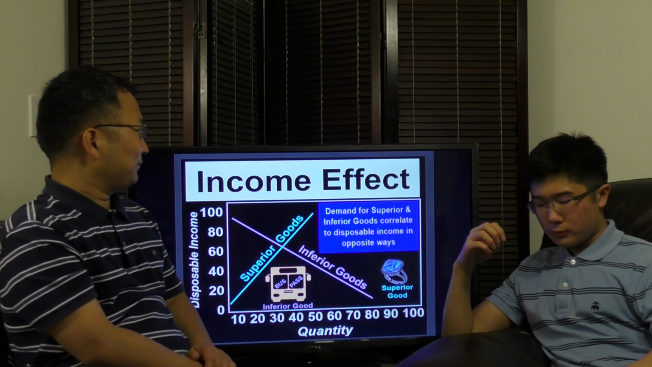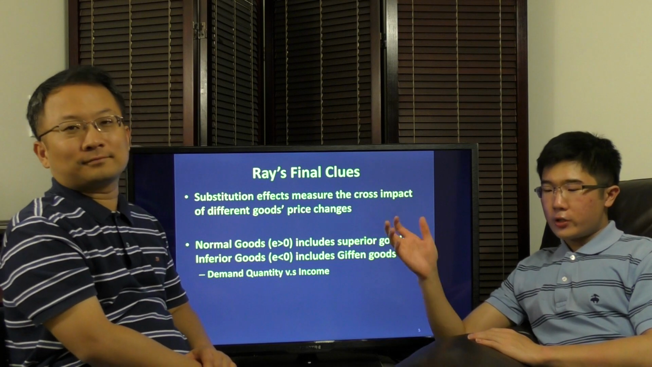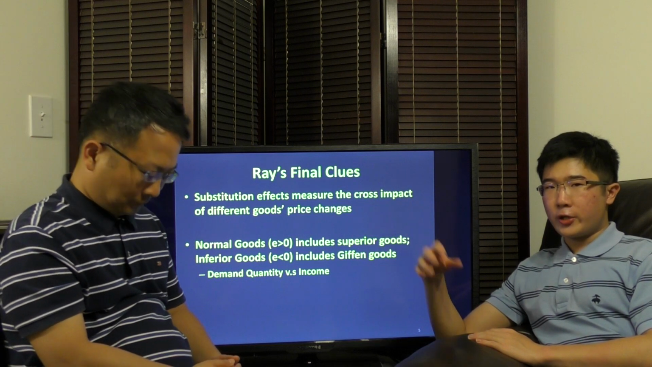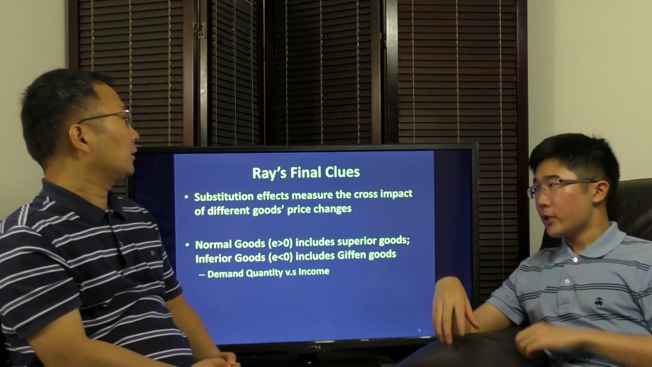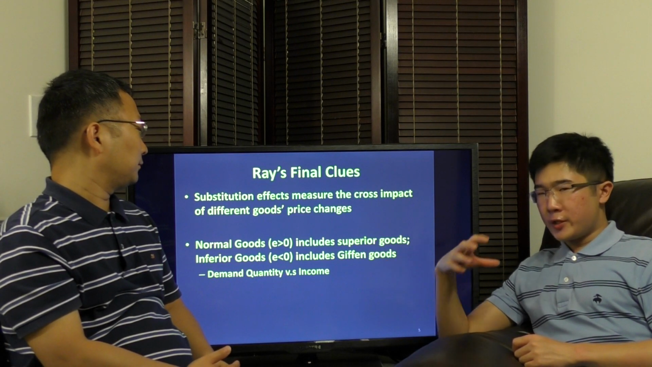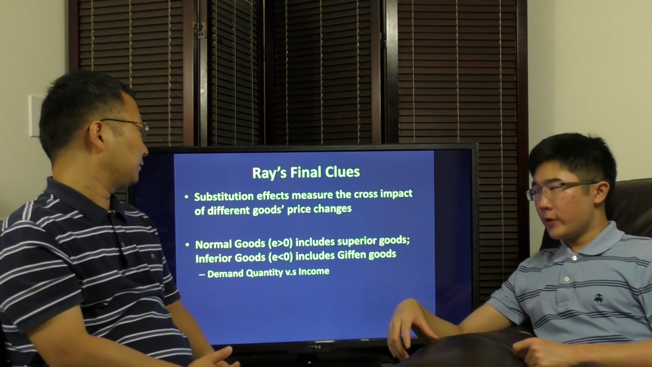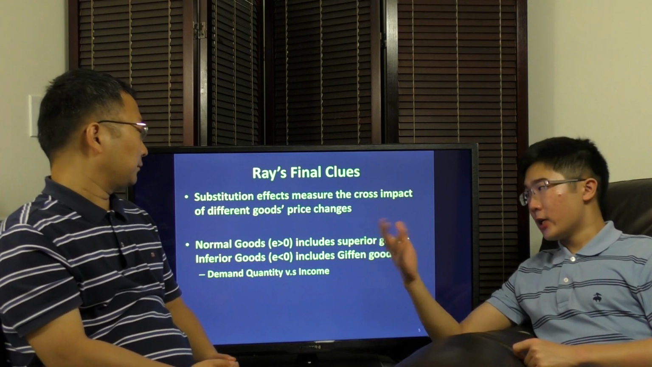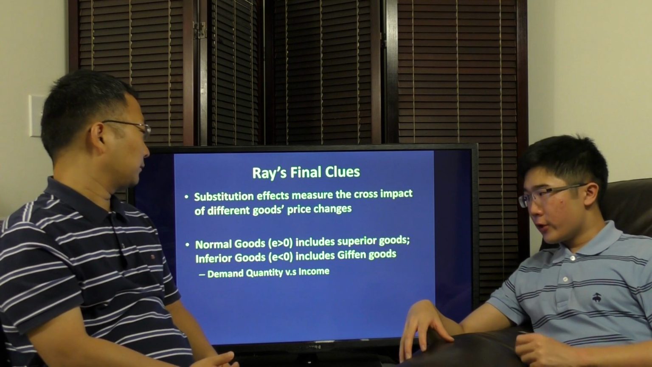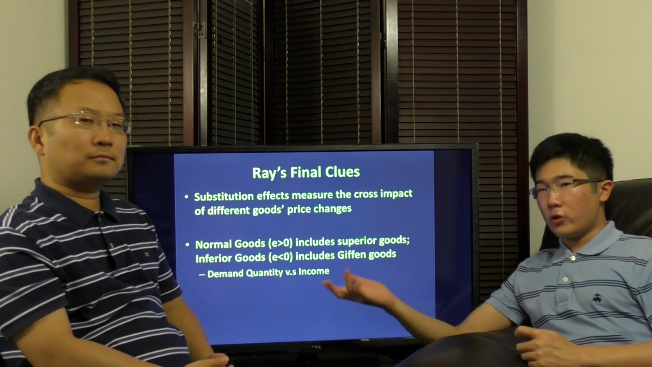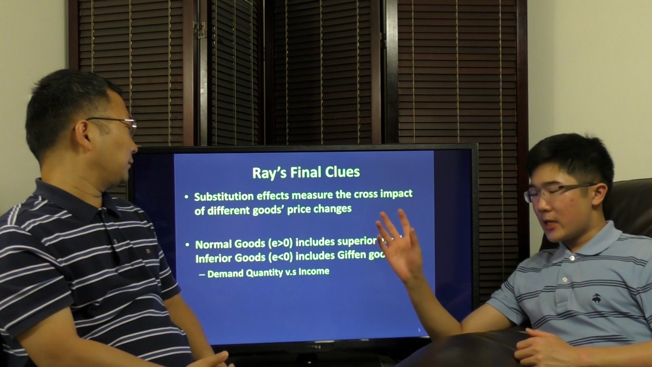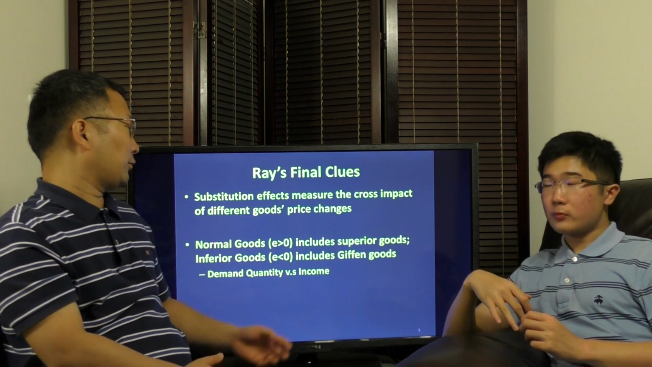Okay. And so finally, for our final clues, the substitution effect measures the cross impact of two different goods or multiple goods with price changes. So it compares different AD models. Normal goods, on the other hand, lead us to a discussion of normal and inferior goods. Normal goods have E larger than 0, as Michael explained, income elasticity, which includes superior or upper class or maybe luxury goods. And inferior goods, where E is less than 0, include Giffen goods, which are a very special type of inferior good, already a very rare type of good. It basically looks at quantity demanded versus income. That's what we call the income effect.